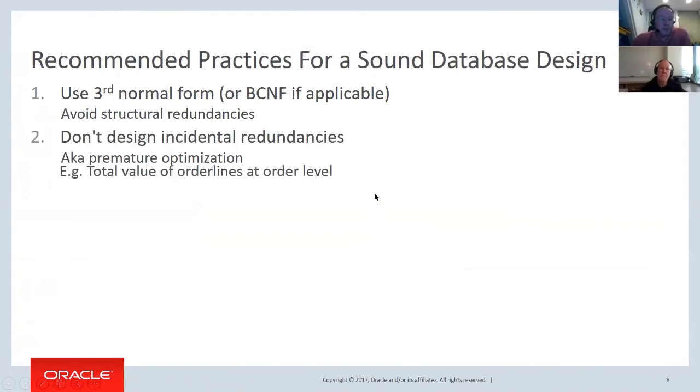Now, what I also always say right after the first one is don't design incidental redundancies either. This is what I sometimes call premature optimization inside the database design. For instance, you may think about, should I add a total value column of all the order lines at the order level? Because I have a lot of screens that always want to do a sum over all the prices of the order lines within a given order, and it needs to be displayed at the order level. For me, you should always start out not doing that.